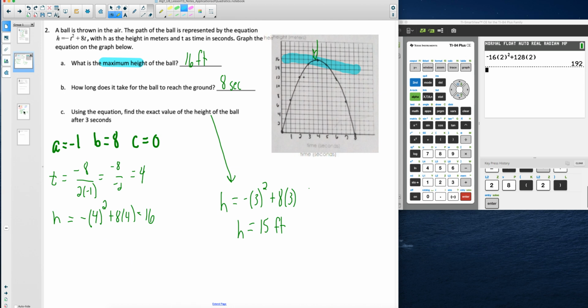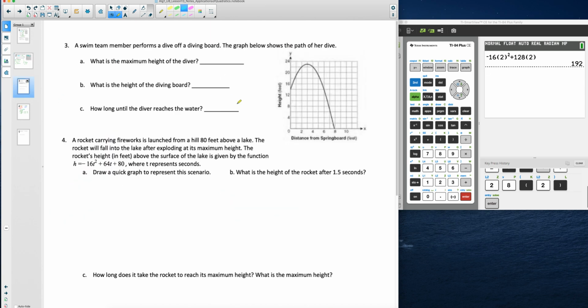Now let's take a look at the next problem here. All right, so once again, we have a graph here, very similar to what you just did. The difference mainly being that we have the graph already created for us, right? But we can see that we have some key phrases here. So what is the maximum height? If I see the words maximum height, we're talking about the vertex, so right here. Okay, that's our maximum height.